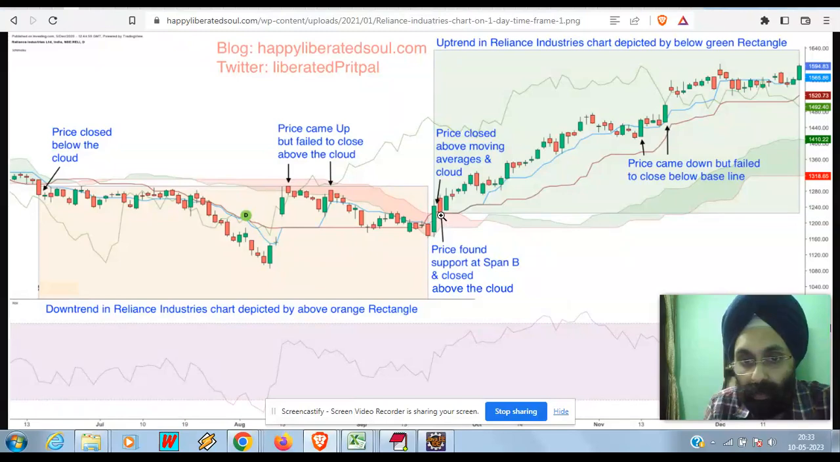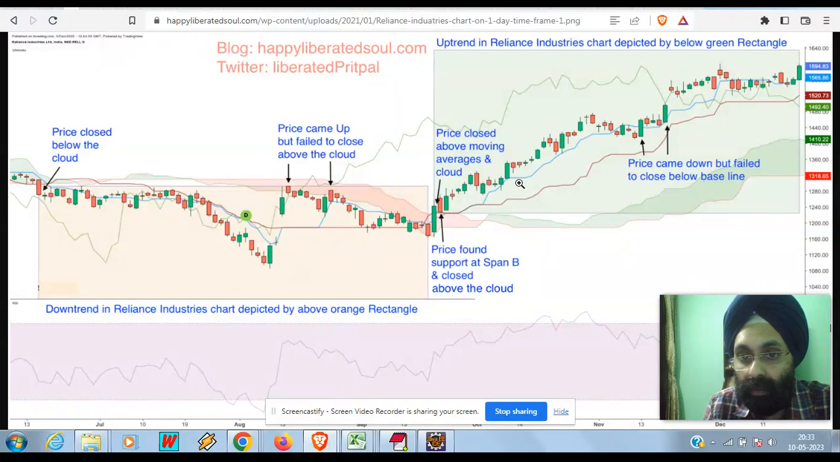So it found the support at the upper boundary of the cloud, and it was followed up with a green candle, which is a strong green candle, as powerful as the previous red candle, and the price closed above the red candle. This was a confirmation of the uptrend, and this was a good point to make an entry in the stock. And if you see here, it followed up with higher highs and higher lows. This high was higher than this high, this low was higher than this low, and again high, high, high, low. This low was higher than this low.